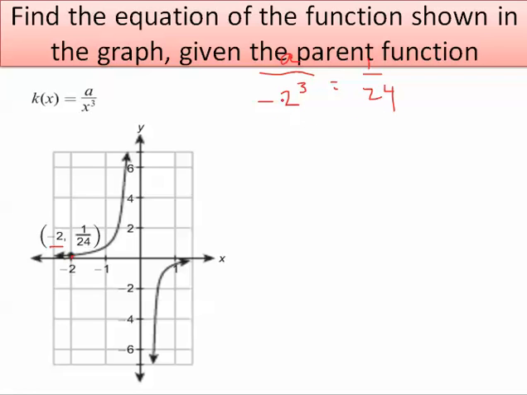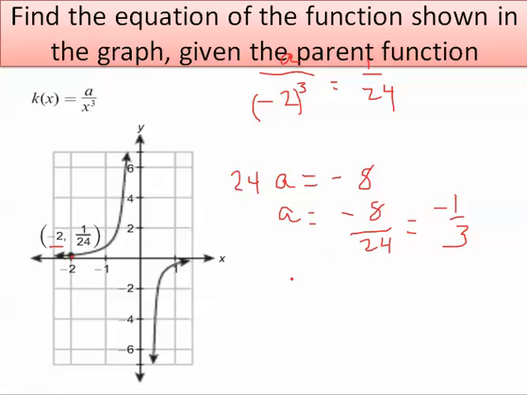Okay? This is -2 to the 3rd power. That's a -8, right? So I'm going to get 24a is equal to -8. And if I divide by 24, I'm going to get that a is equal to -8 over 24, which is equal to -1 over 3. So I found what a is. So now let me write that down.